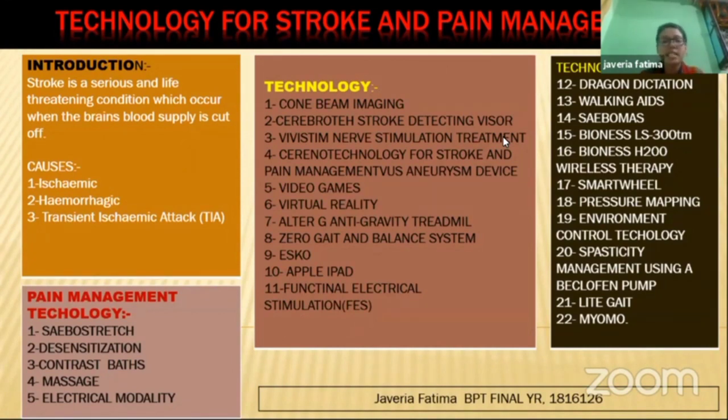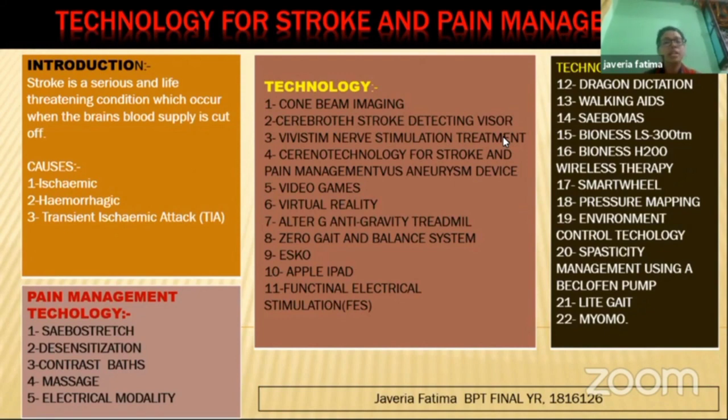Then next is Sereno technology for stroke and pain management with the aneurysm device. It is a kind of device which helps in diverting the blood flow away from the aneurysm part so that it can prevent the risk or recurrence of stroke.